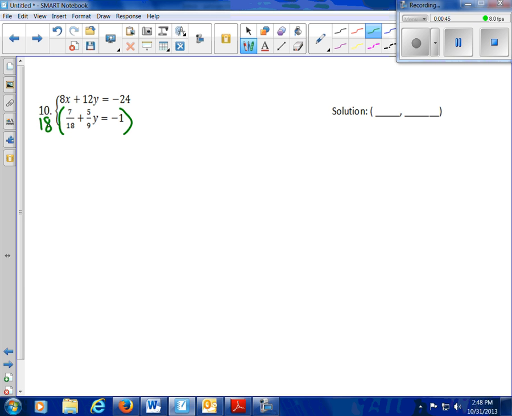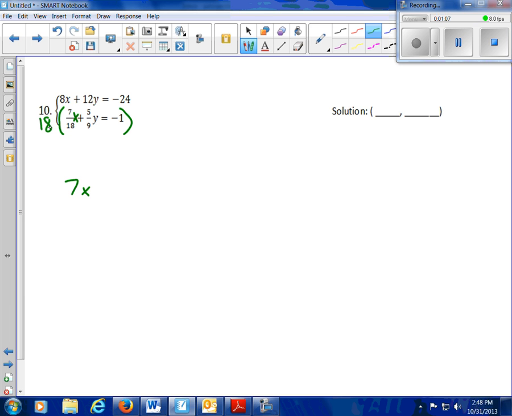18 divides into 18 one time. 1 times 7 is going to give us 7. And it looks like there is a typo. There should be an X right there. So when you do the practice test, just make sure that you know that there's an X there.